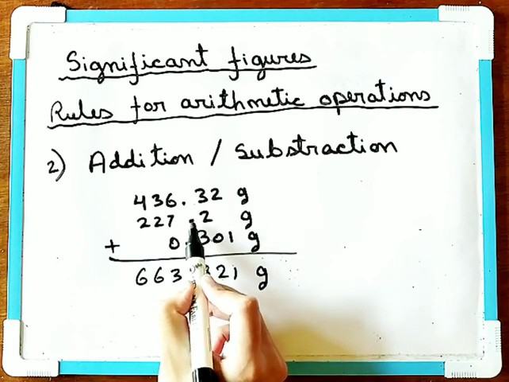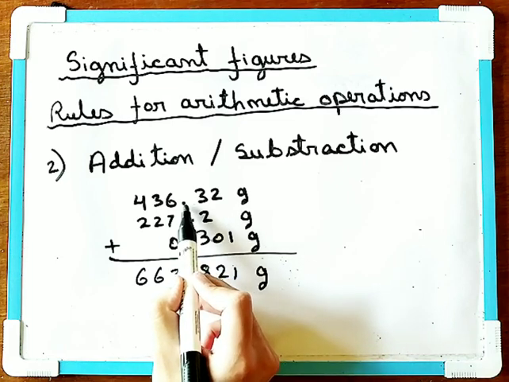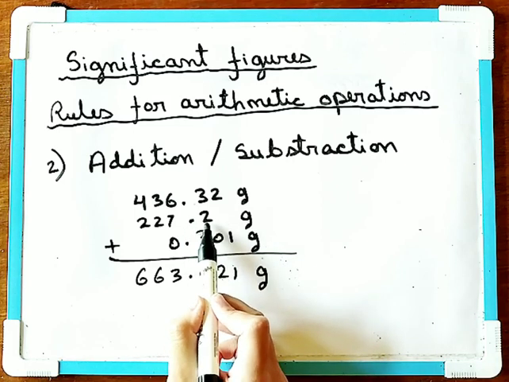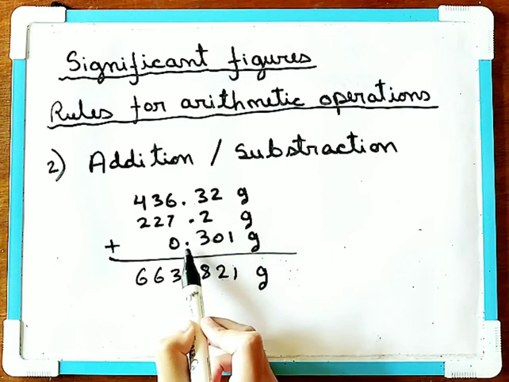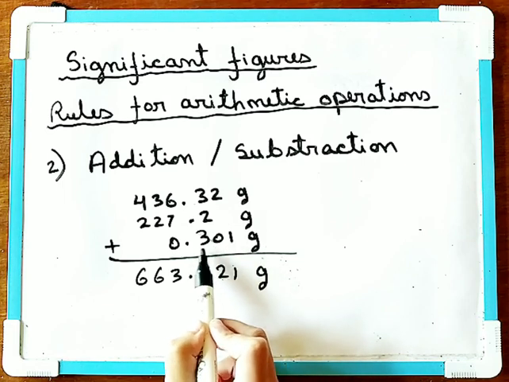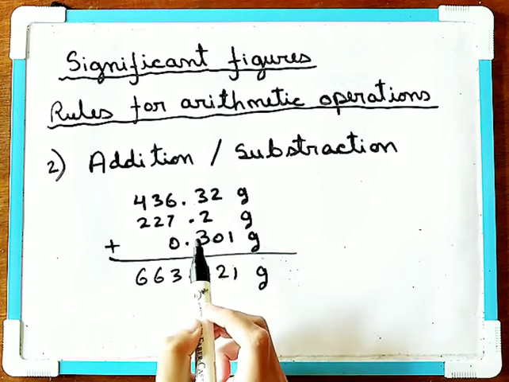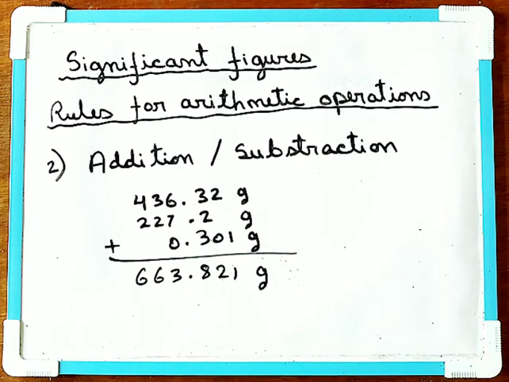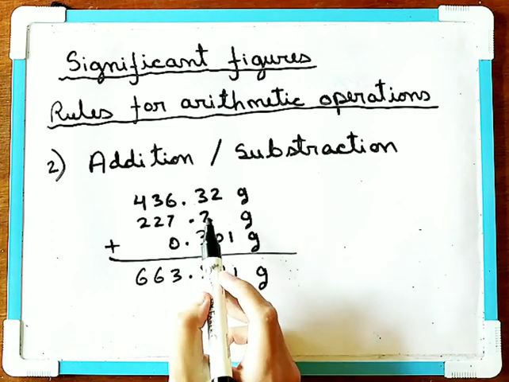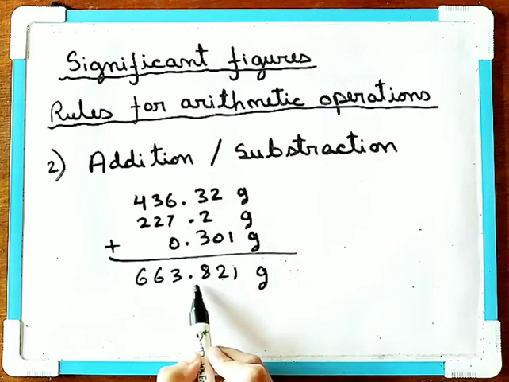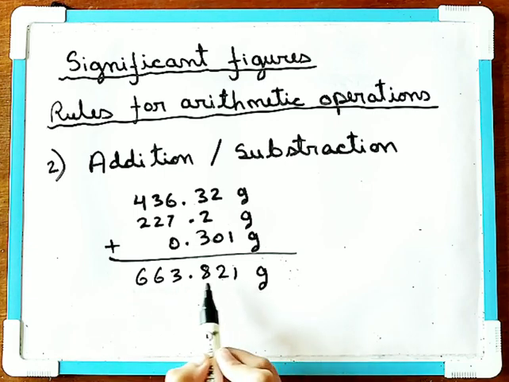Now the rule in addition or subtraction, with regard to significant figures, is that we only look at the digits after the decimal point. In the first number, how many digits do we have? 1, 2 after the decimal point. Here we have only 1 after the decimal point, and here we have 1, 2, 3. So we take the least number of digits after the decimal point, which is 1 digit. So in the result, we should also have only 1 digit after the decimal point.